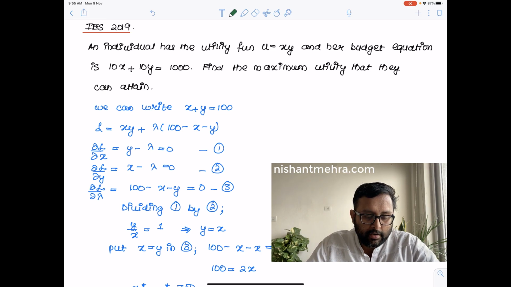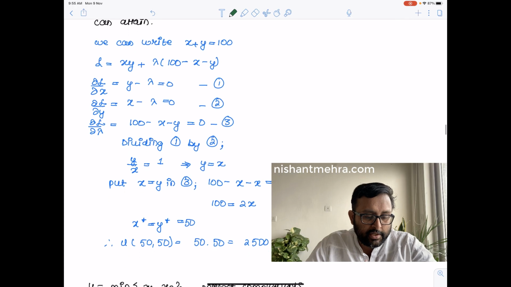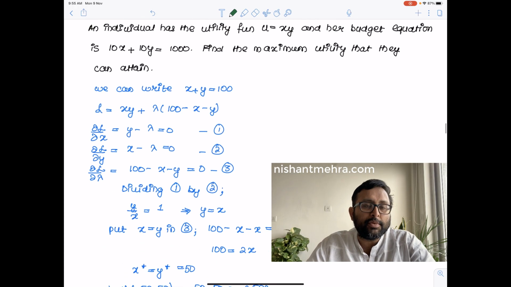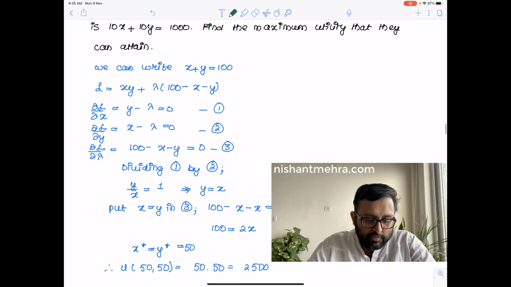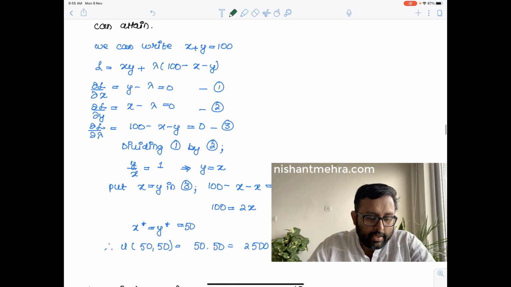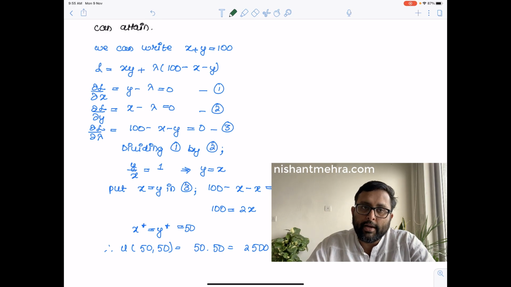So your budget constraint is 10x plus 10y equals 1000. That means x plus y equals 100. And you have just written the Lagrange, right? You've just written the Lagrange, and you've got del L by del x, del L by del y, del L by del lambda.